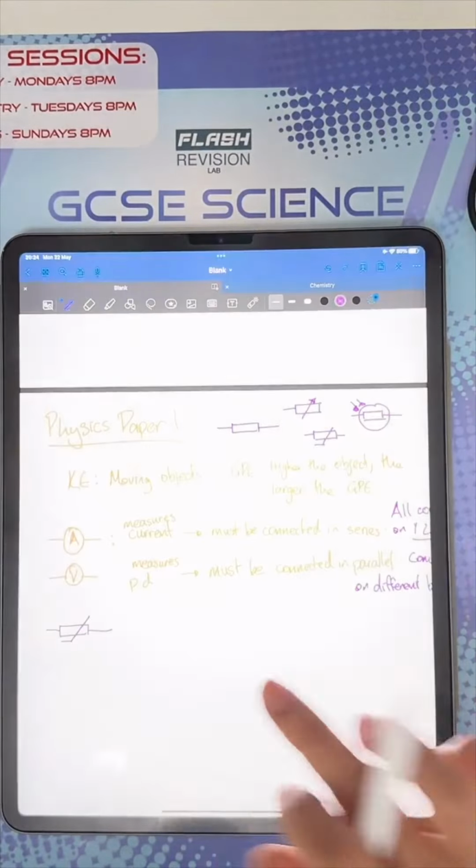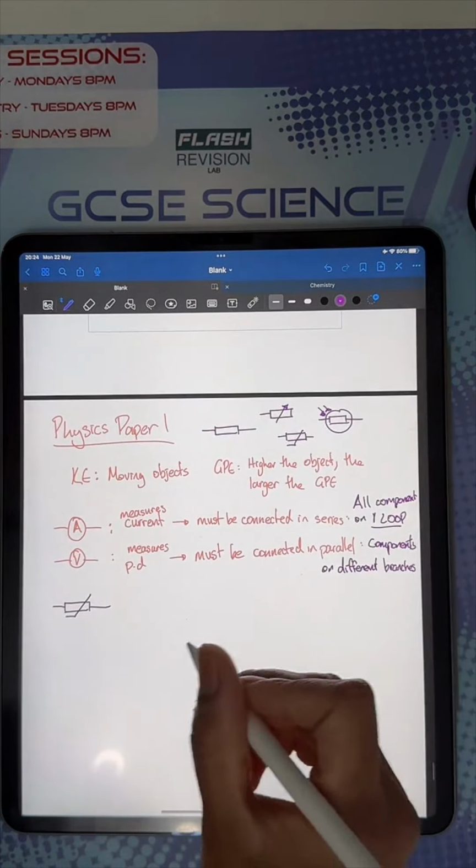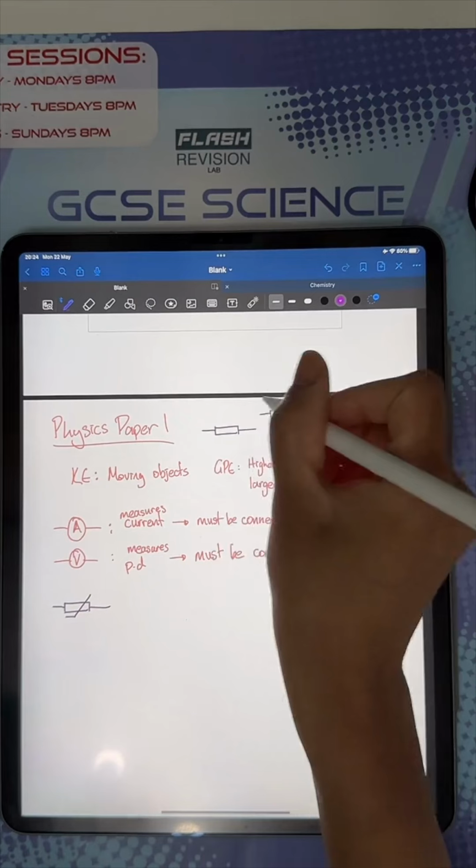Okay? All right, people are getting lost. Okay, let me repeat this and write this down. So these are all types of resistors.